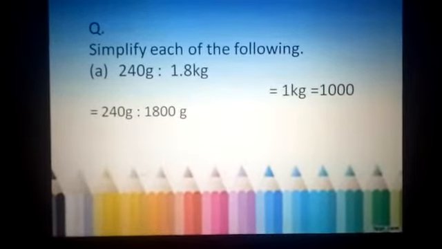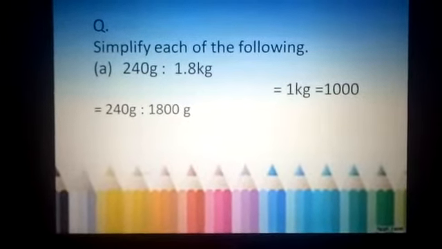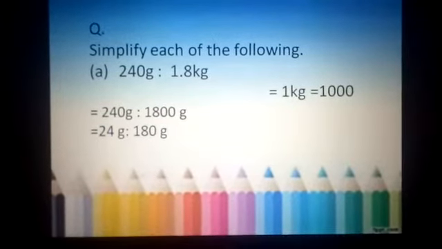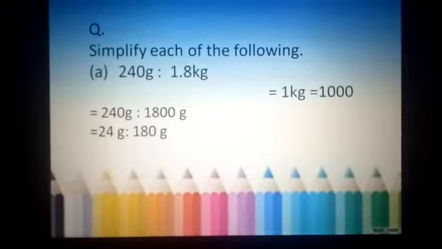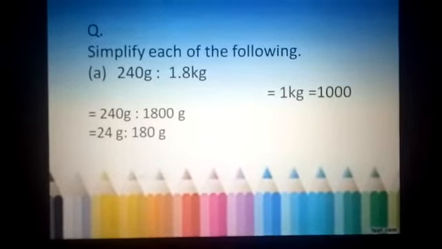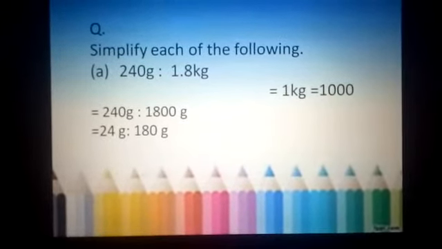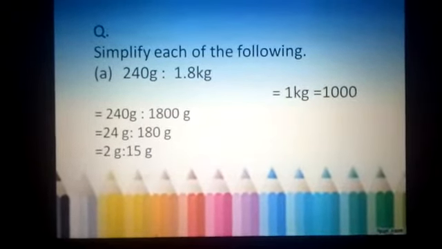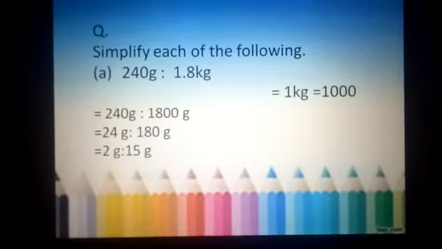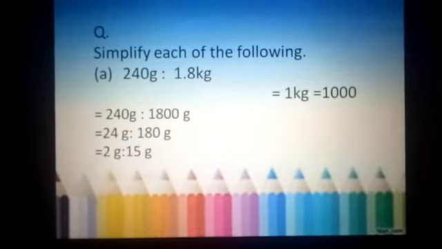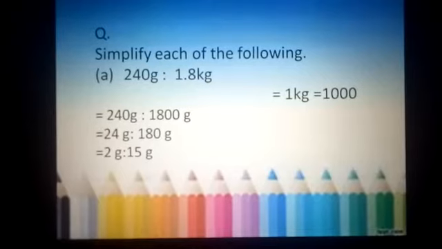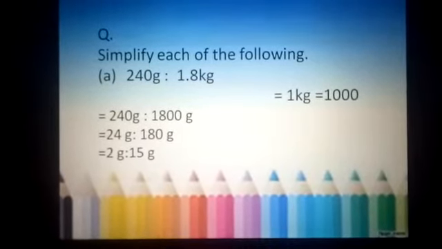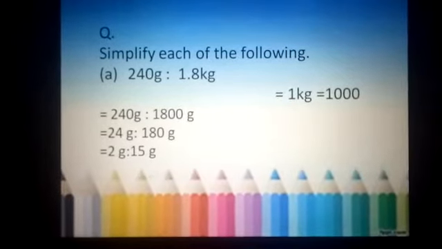Now we will divide both the values by 10, and after dividing by 10, we will get 24 grams ratio 180 grams. Now again we will divide by 12 and we will get 2 grams ratio 15 grams. It's up to me. I chose the values 10 and 12 to divide the values. Now you can divide by any other value, like you can divide by 2 or any other value which you want. Ultimately you will get the same answer.